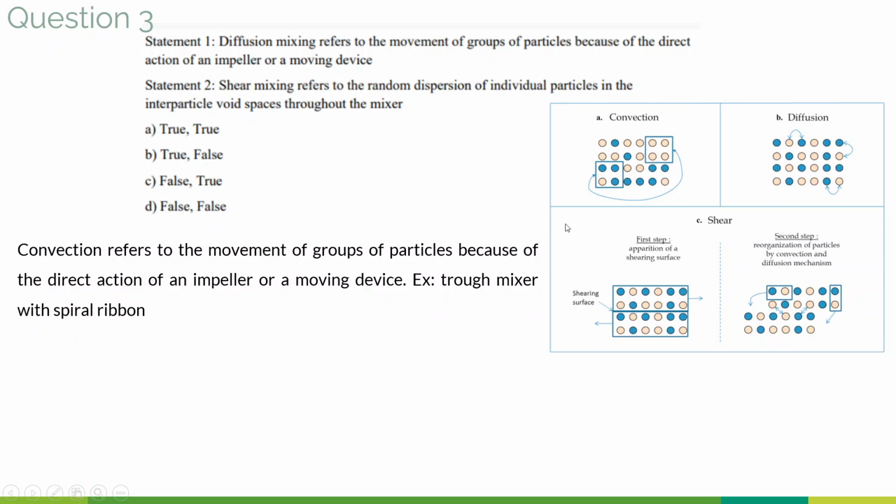And as I mentioned, convection mixing is also known as macro mixing, and the rates of this mixing are very fast because you have the direct action of the impeller. The rates are pretty fast, but at the micro level there will not be any mixing. As you can see here inside the box, you do not see much mixing. You do not have an equal homogeneous mixture of the yellow and the blue particles here. So at the micro level you will not establish a homogeneous mixture, but at the macro level you can see the mixing happening at very high speeds.